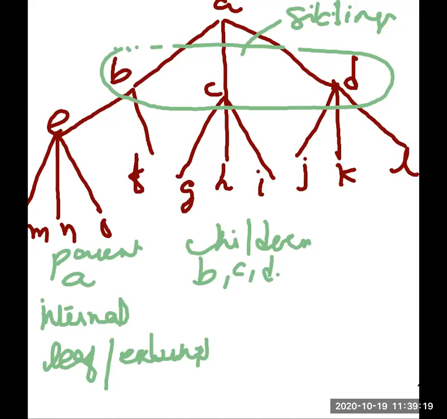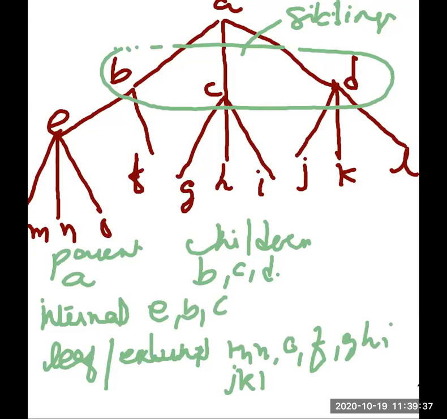Leaves are called external vertices, and so in this case, M, N, O, F, G, H, I, J, K, L are leaf vertices, whereas E, B, C, D are internal vertices, as well as A is also an internal vertex. Now, any doubt up to this point?